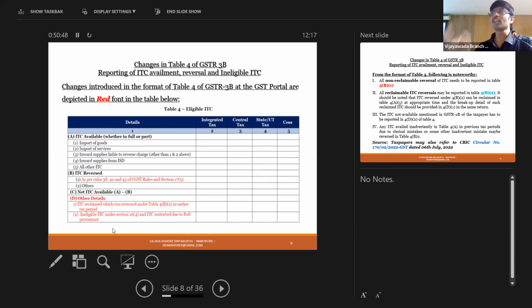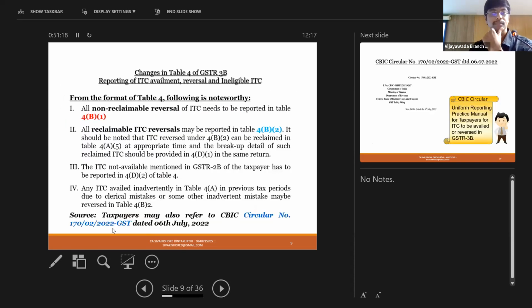Whatever the data you punch, very good question, sir. Whatever the data you punch in 4D, it will not have any impact on ITC calculation or net ITC that is going to be traveled to electronic credit ledger. It is only for disclosure purpose. It is only for statistical data that the department is collecting. Why 4D1 and 2 is very, very important, we will see in the next session that we are going to cover after the tea break.